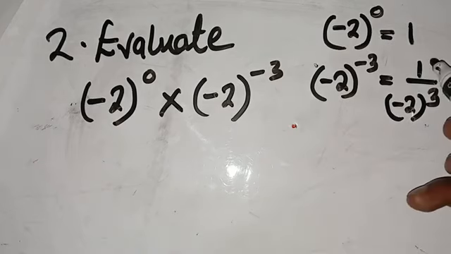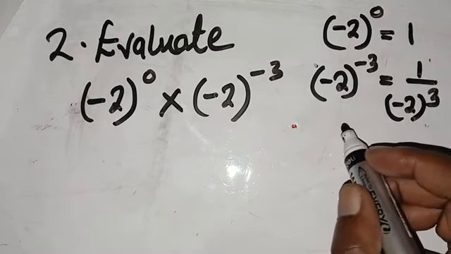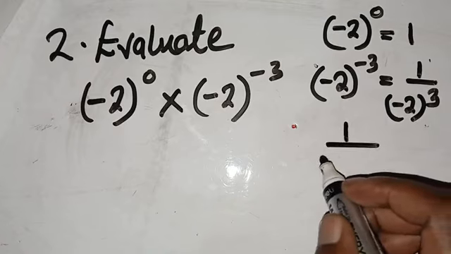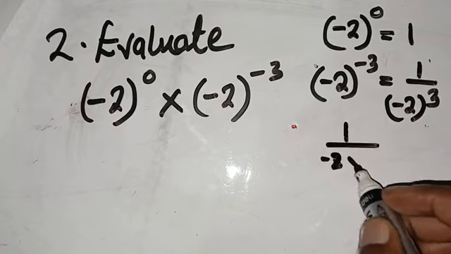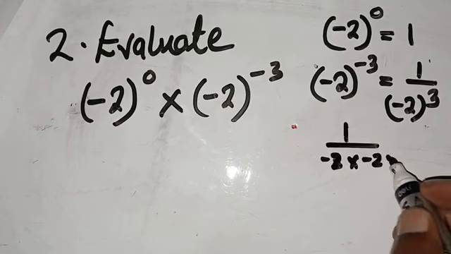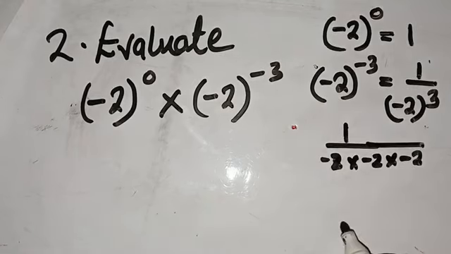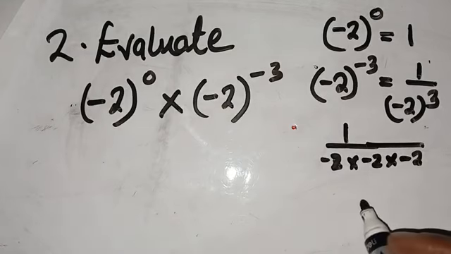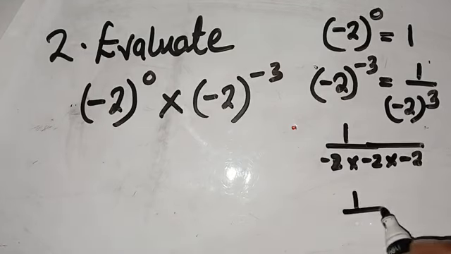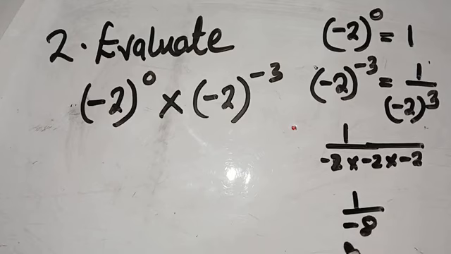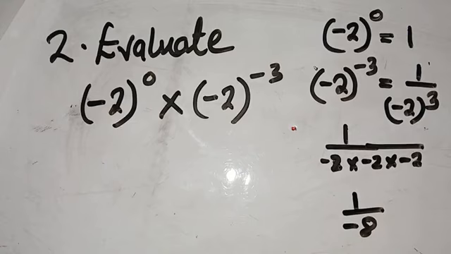And then we now need to go further and say, okay, this is going to be 1 over -2, multiplied by -2, multiplied by -2. Therefore, we are going to end up with 1 over -8. Do you get that? I pray and hope that you do.